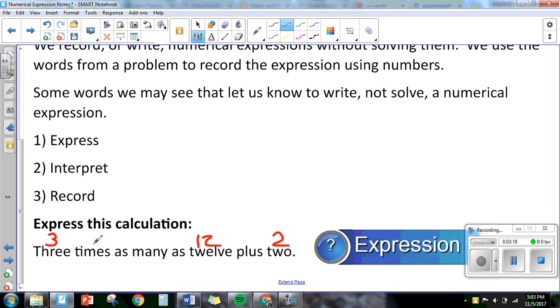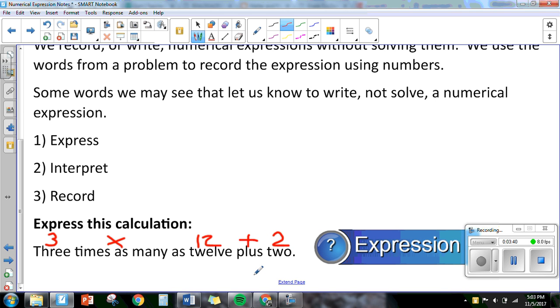All right, now times as many. Think about what operation that would be and write it in above. Times as many, that's going to be multiplication. And then plus, well, that's addition. 3 times as many as 12 plus 2.